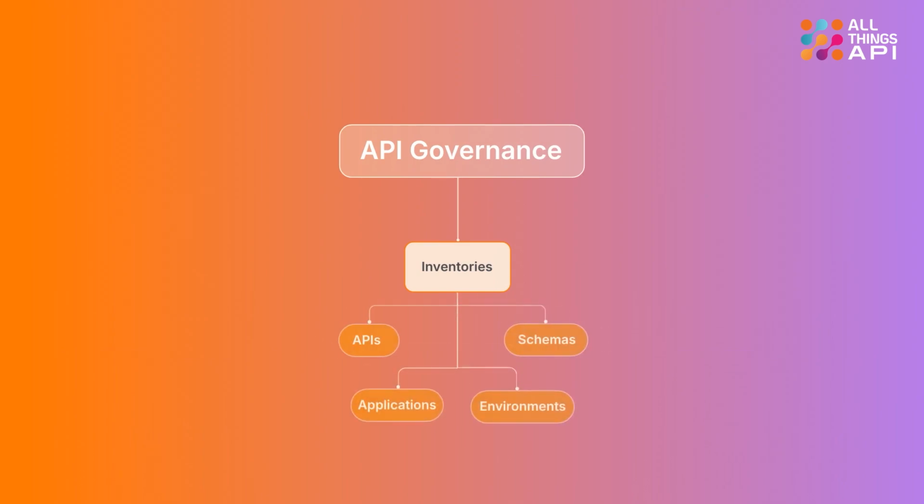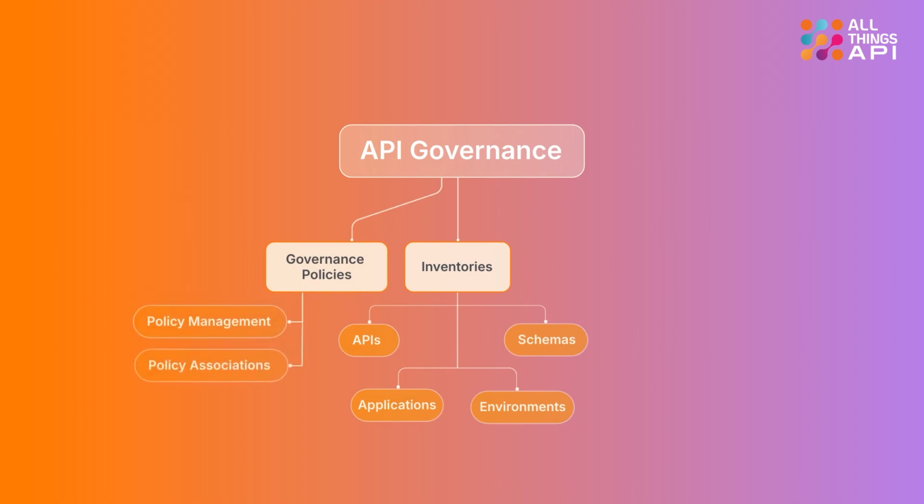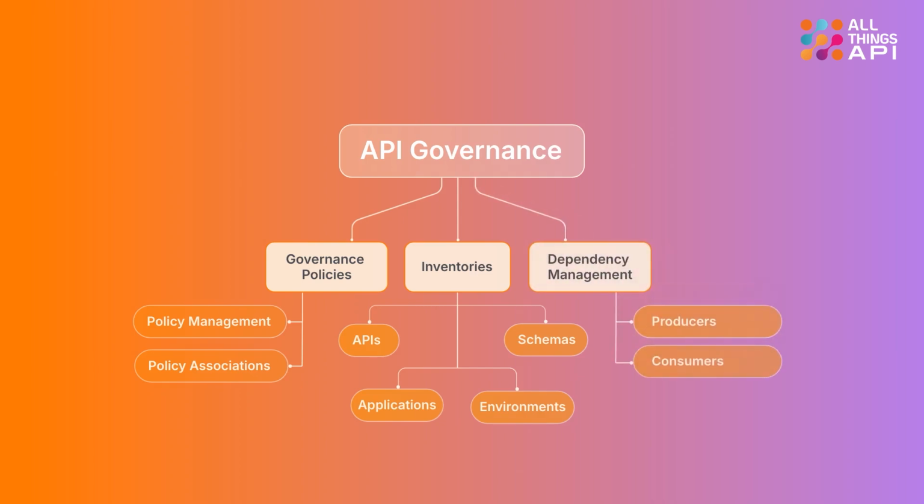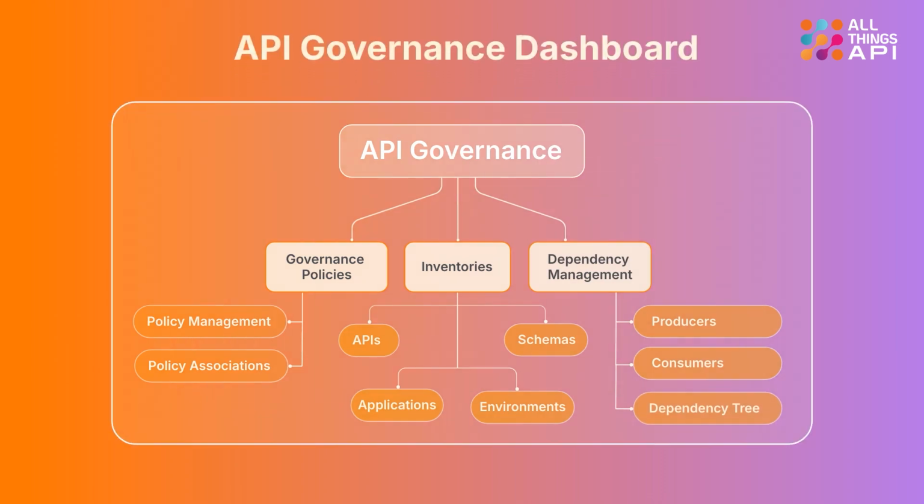ATA's API governance centrally manages a unified inventory for your APIs, schemas, applications, and environments. All APIs are validated against robust governance policies, ensuring compliance and best practices across the board. The platform also provides complete visibility into API dependencies, mapping out producers, consumers, and the entire dependency tree. All these elements come together in the API governance dashboard. And whenever instant answers or recommendations are needed, Ask AI is always there to help.